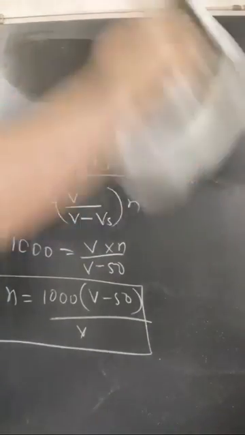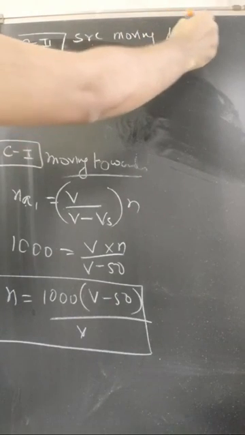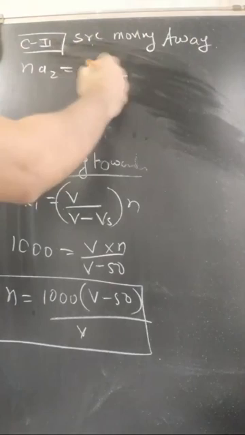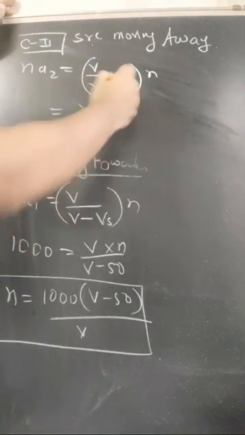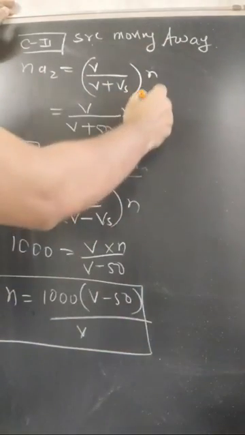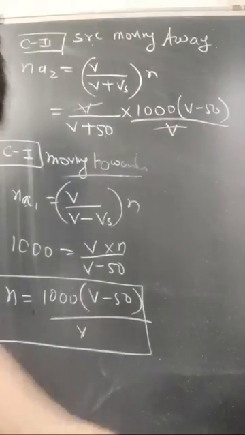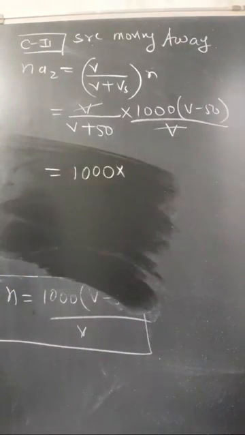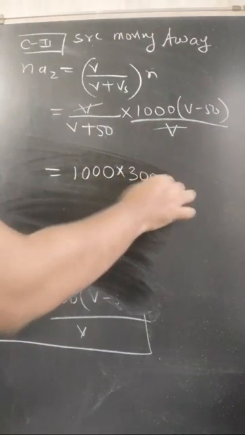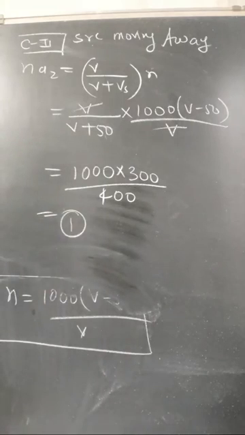Now case 2. Source moving away. Come on, students. Apparent frequency is equal to V upon V plus Vs into n. V as it is upon V plus 50, and in place of n we will substitute this value, 1000 into V minus 50 upon V, cancels out. How much is this, beta? 1000 into V. What is the velocity given? 350. 350 minus 50 is 300 upon 400. And answer to this question is option 1. Answer to this question, 24th question, is first option.